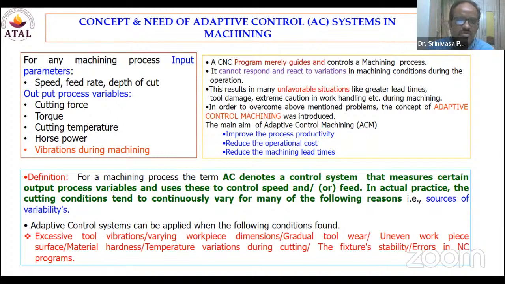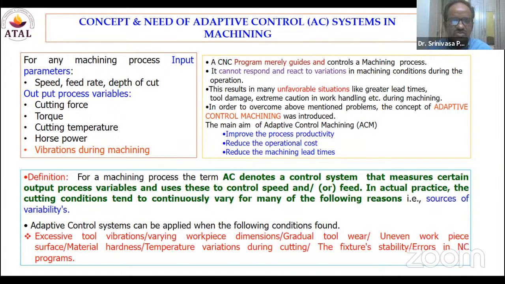Whenever you talk about an adaptive control system, it is going to develop a system, give a solution based on output process variables about how much feed is given, how much speed must be given, how much depth can be given, whether it can be decreased or increased, either way. But it is supposed to be implemented in real time. This particular implementation lies in the hands of a keyword called sources of variabilities.